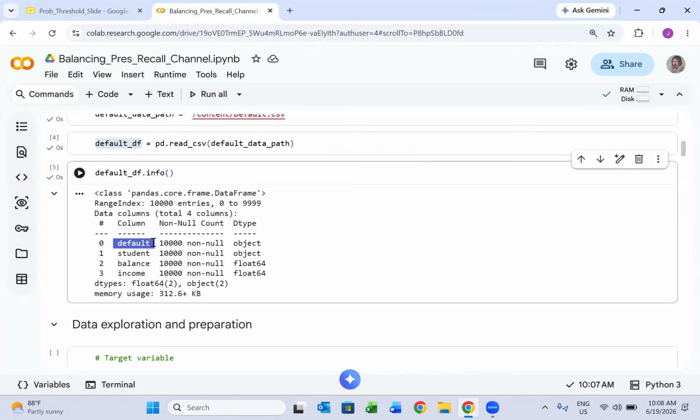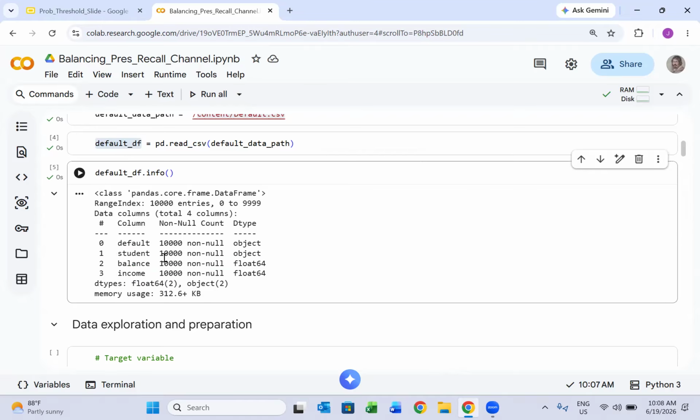So remember, we're going to talk about classification. And the target is default, and that target is categorical. So that column takes two possible values, yes or no. Yes means the person defaulted. No means the person did not default in her credit card balance. Okay, so we have this categorical target and three features, student, balance, and income.